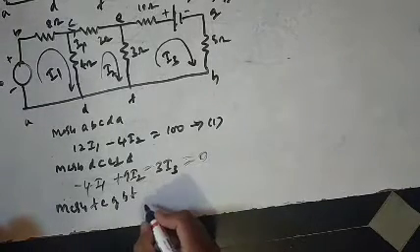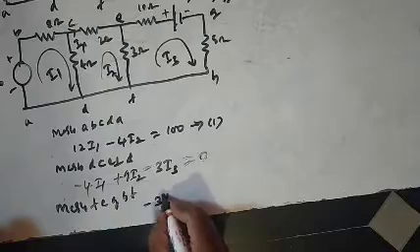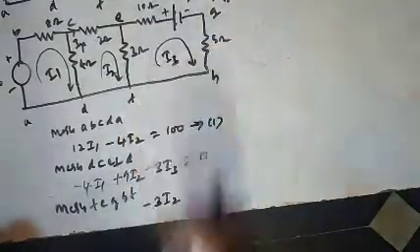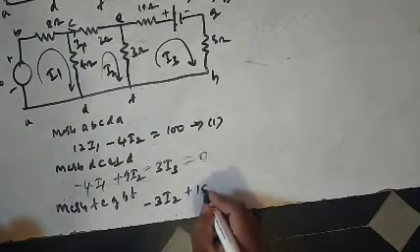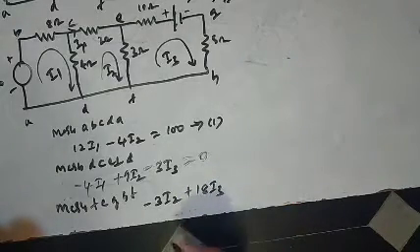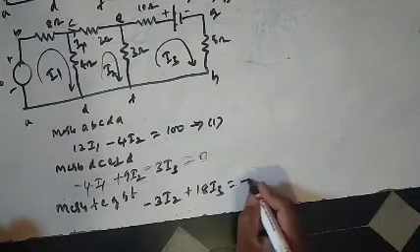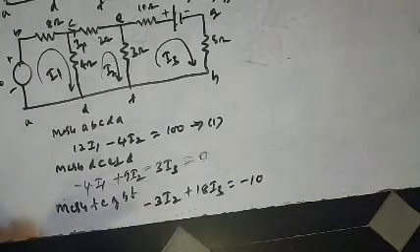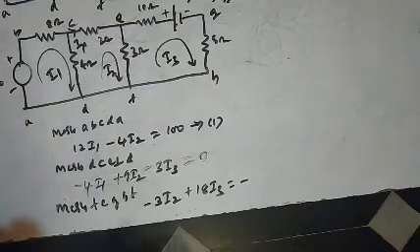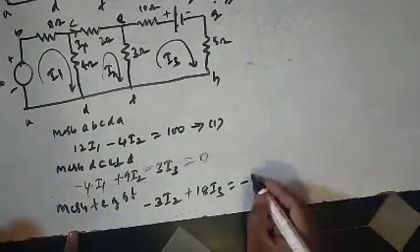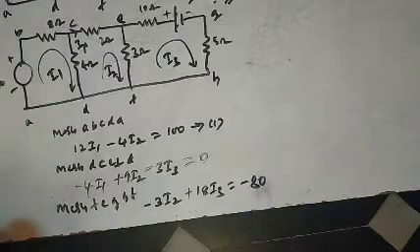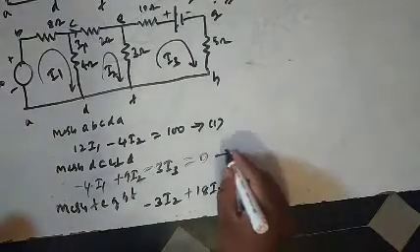I can write this as minus 3I2, 3 plus 10, 13, 13 plus 5, 18, plus 18I3, and it is equal to minus 10. Sorry, it's not minus 10, that is minus 18. So I got the three equations.